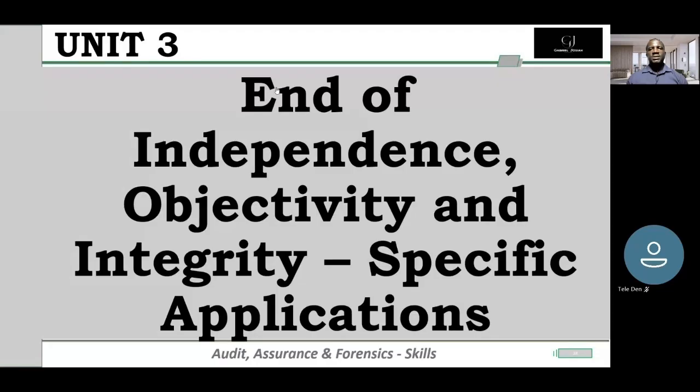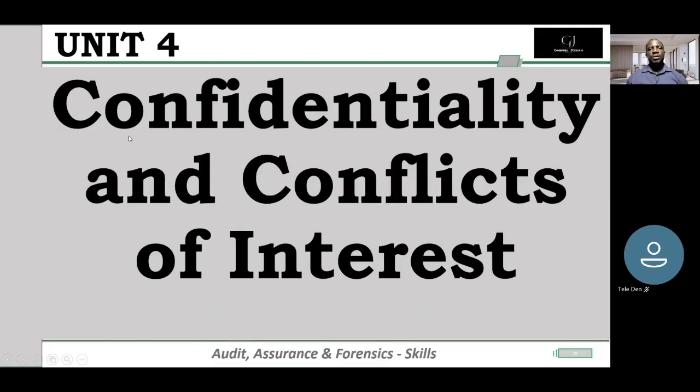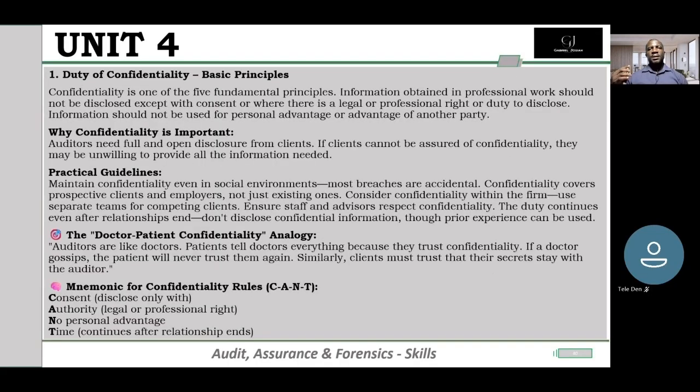Let's move to the next unit. We'll be looking at the fourth unit in this conversation. The fourth unit is confidentiality, which is one of the five fundamental principles. Information obtained in professional work should not be disclosed except with consent, and that's the concept of confidentiality.